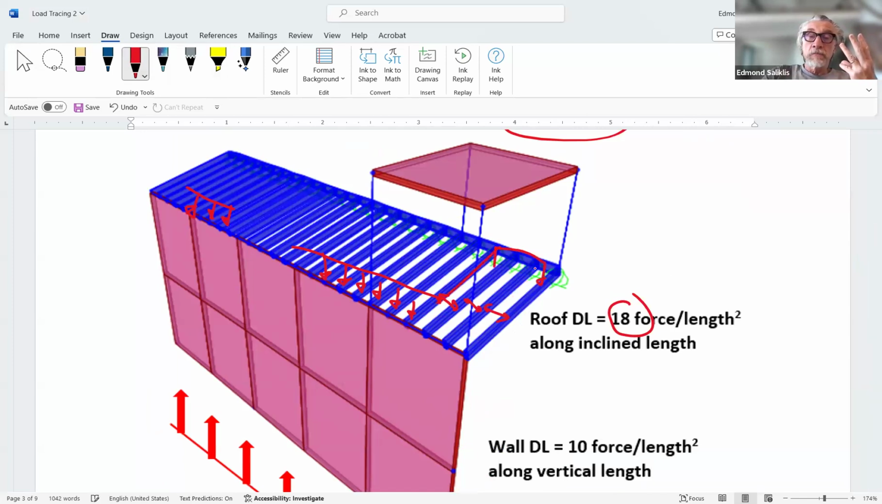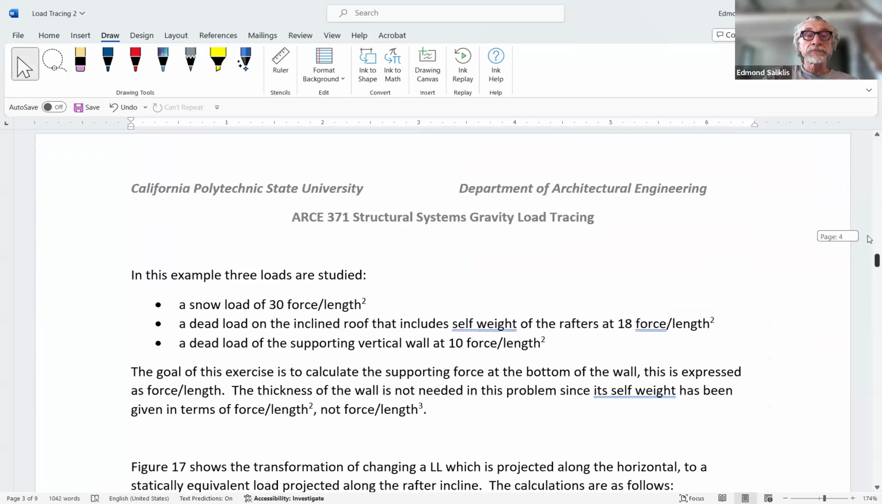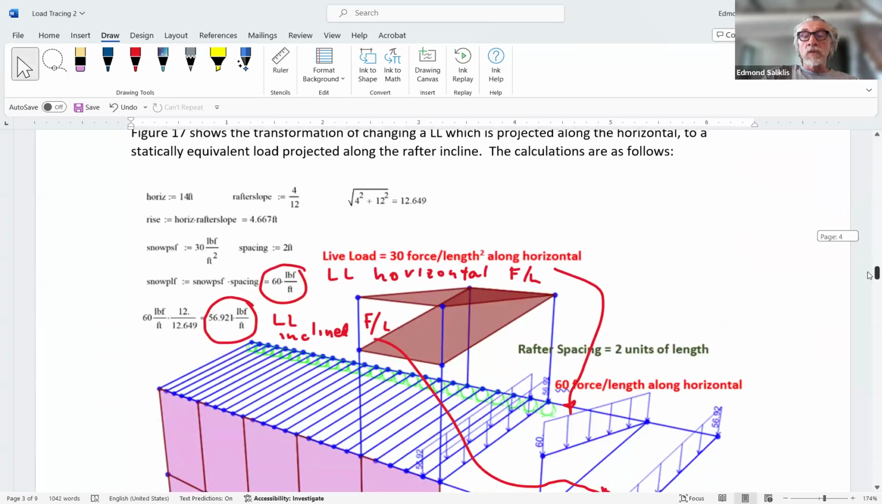On this plane, on that inclined plane, going up. And then the third is the load of the walls themselves. And your goal is to get this line load on the foundation. Now, how do we do it?